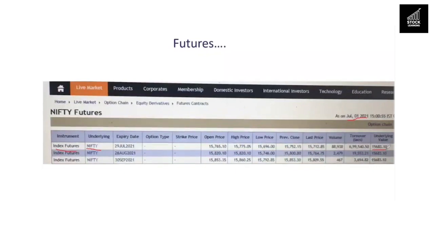So Nifty is the underlying here, and each of these future series had their open price for that date, high price, low price, previous close, and last traded price. I would like you to have a look at the volume of transactions. You see the volume of transactions is highest in the running month, and it goes down drastically for the months that are far away.